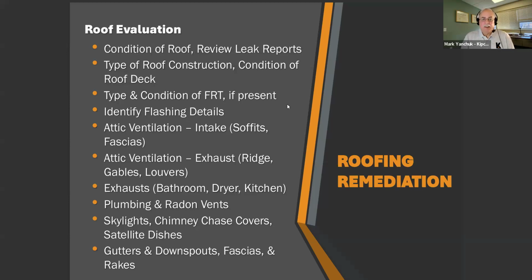You also may have skylights, chimney chase covers, satellite dishes. You may want to replace your gutters and downspouts. You may need to replace fascias and rakes, or the aluminum on your fascias and rakes, during this project. And that would all be rolled into the one specification.